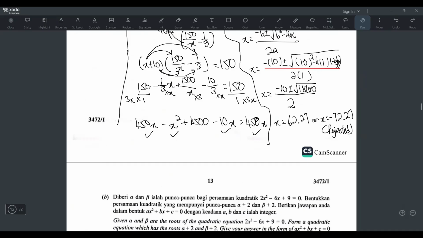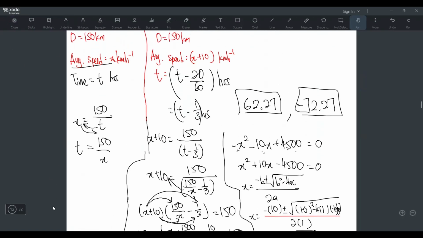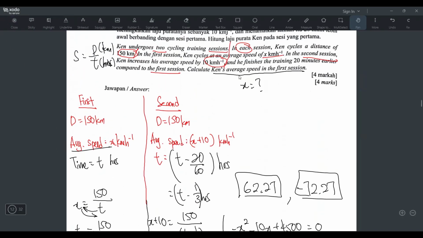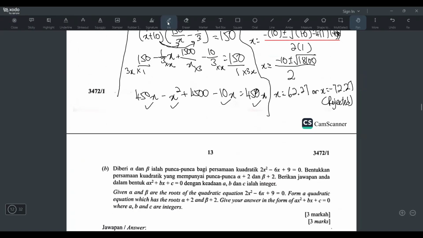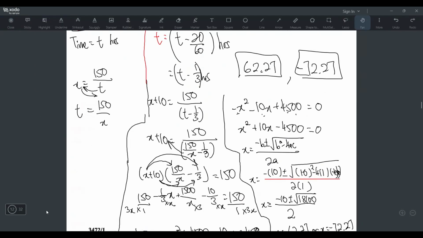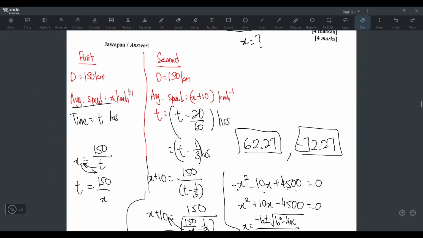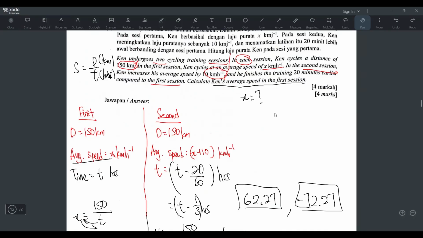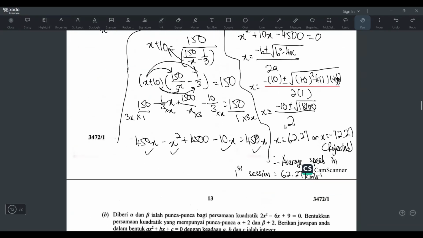So the answer here is what? 62.27. But they say average speed, right? So I'll just follow the question. So average speed in first session equals 62.27, and then the unit if I'm not mistaken is kilometer per hour. Let's double confirm that. X kilometer per hour. Yeah, kmh minus 1. Average speed in first session. Okay, that is the answer. Done.